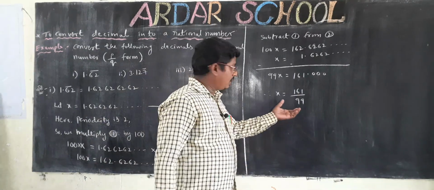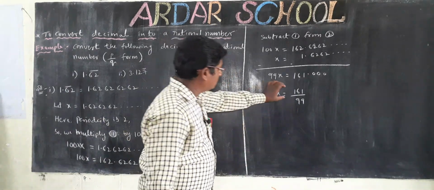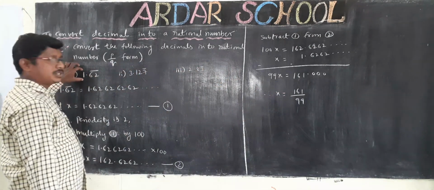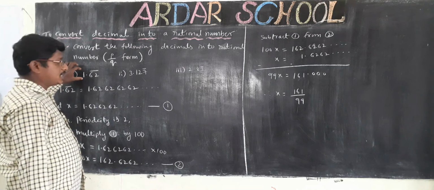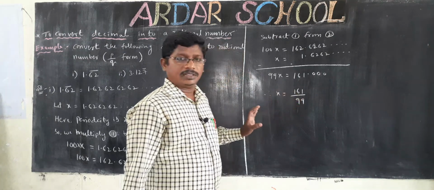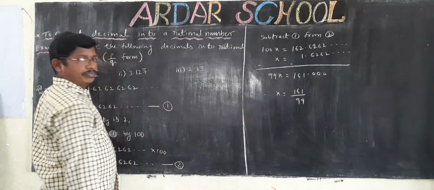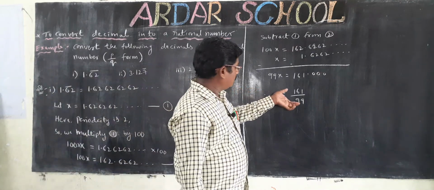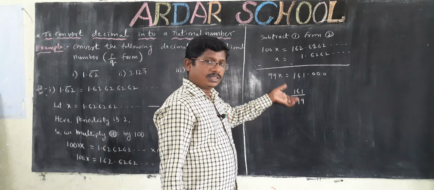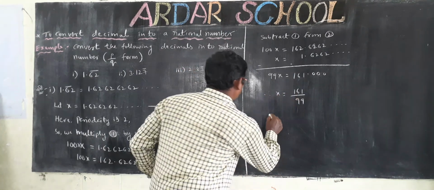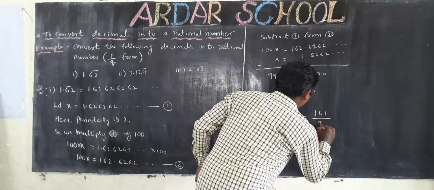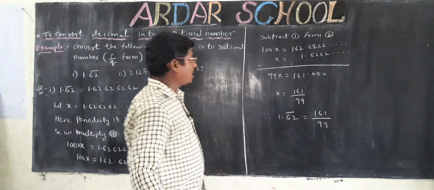161 by 99. So this is in the form of p by q. This is a rational number. So the decimal 1.62 bar, a non-terminating recurring decimal, can be represented as 161 by 99. This is the rational form, this is the decimal form. So x is equal to 161 by 99. This is in the form of p by q. That's why this is a rational number. Therefore 1.62 bar is equal to 161 by 99.